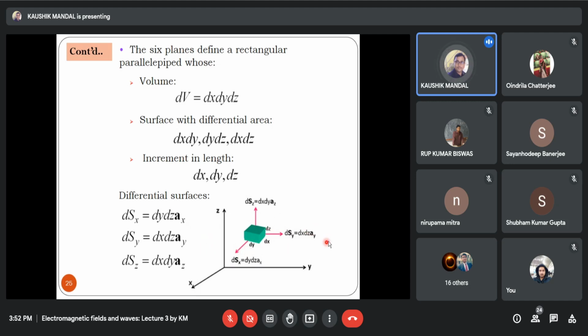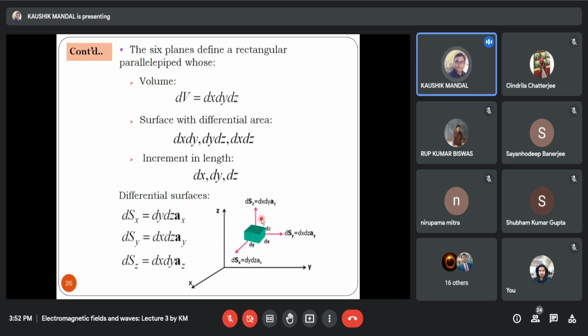So if you consider this incremental surface by a vector dSy, you have to multiply it by the unit vector along the y-axis, ay. So that is dx dz ay. I think this is the second one, dSy. This is the vector surface on the xz plane. So dSy equals dx dz ay.